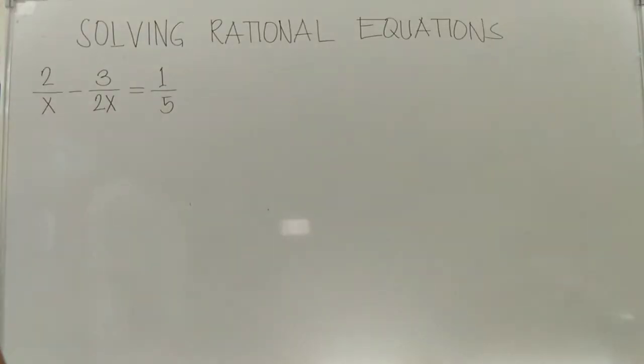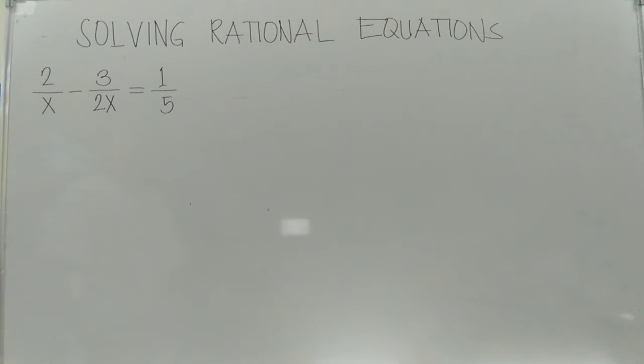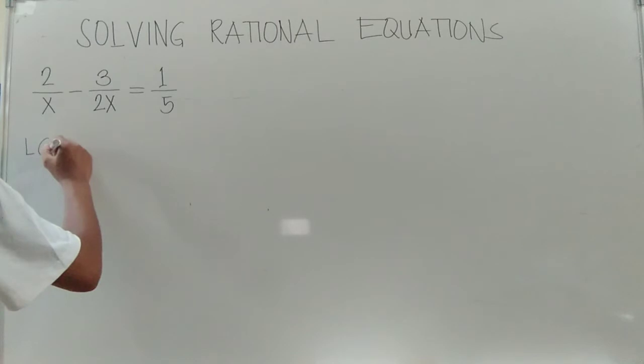So this time we will learn how to solve rational equations. Assuming on the board we have the problem, the equation 2 over x minus 3 over 2x equals 1/5. We will discuss the basic steps for us to solve this rational equation easily. Step number 1 is to identify the LCD.